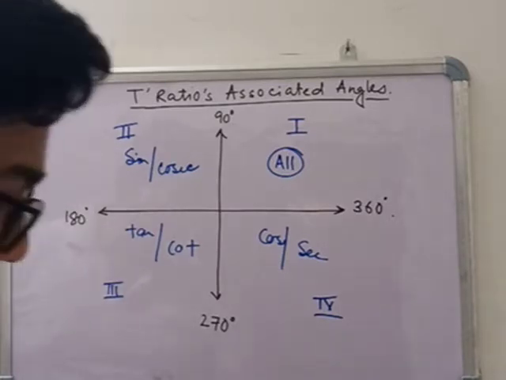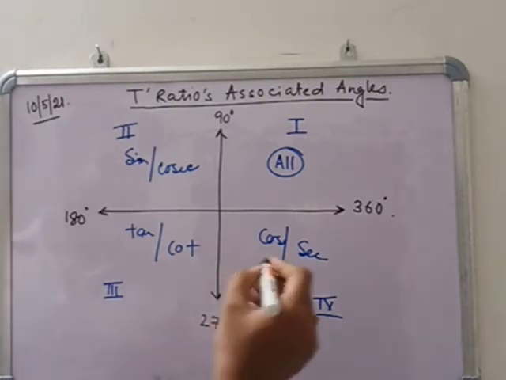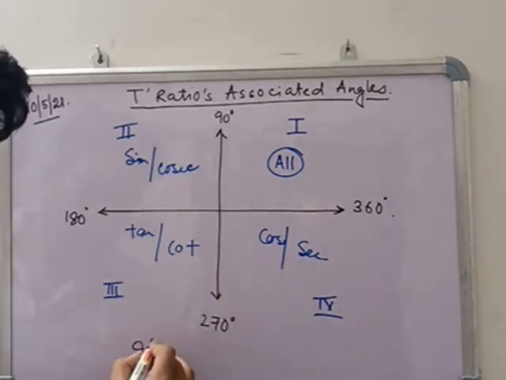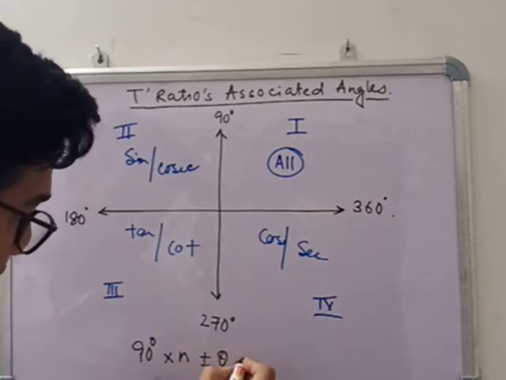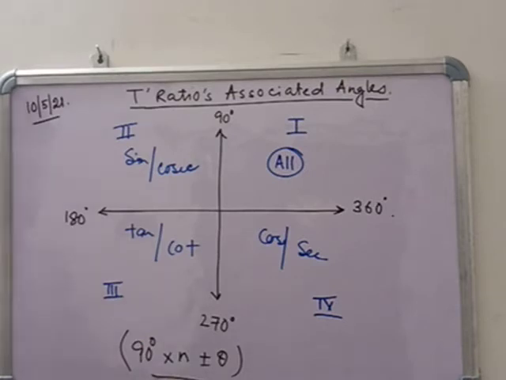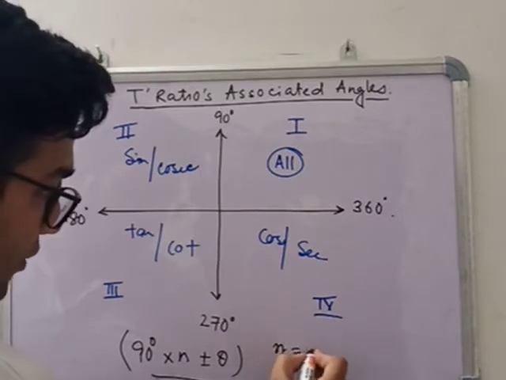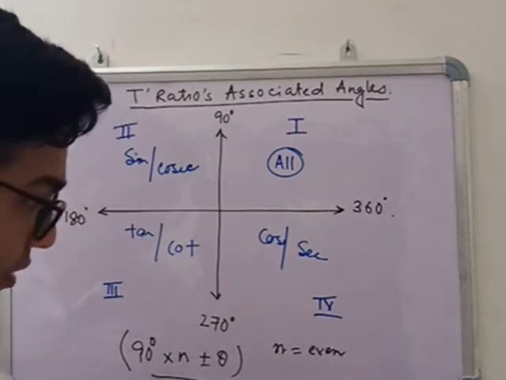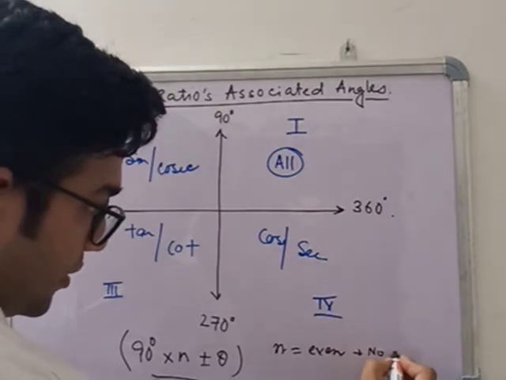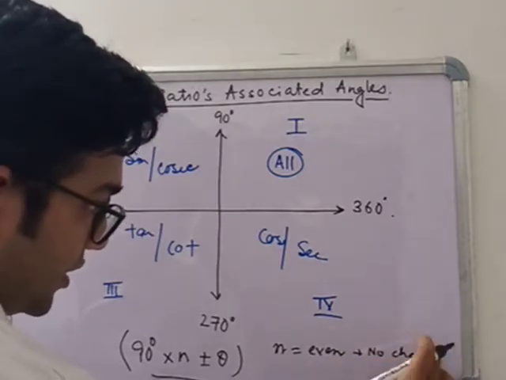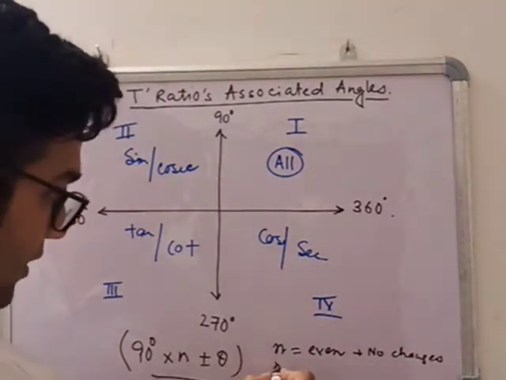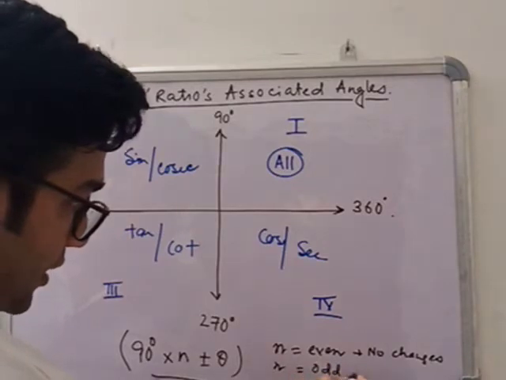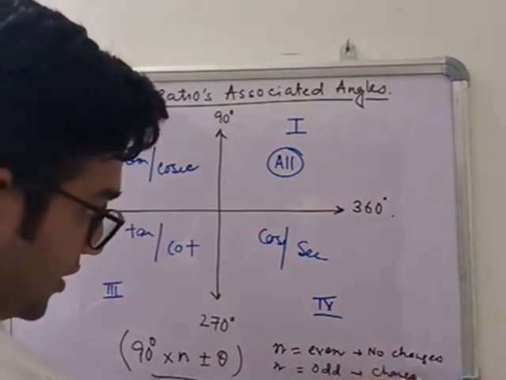That means the form is 90 degrees into n, plus or minus theta. Okay, this is the main form. In 90 degrees into n plus or minus theta, where n is even, no changes will be there. And when n is odd, then you have to change.